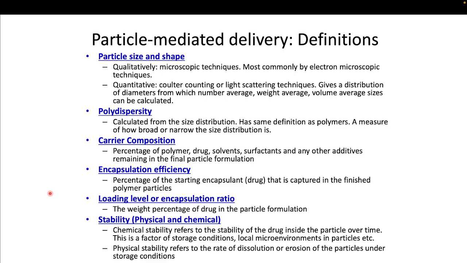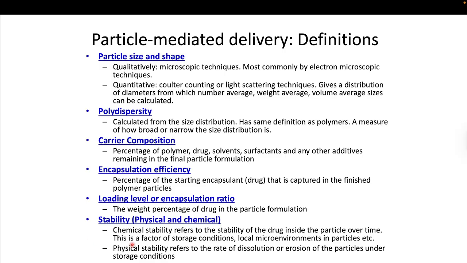Let's say the weight of your particles is 100 mg, and amongst this the drug itself is 60 mg. So your loading level would be 60 per 100. That is 60% of loading level. And then you also need to check whether these micro and nanoparticles are stable or not. So stability can be described in two different ways: physical and chemical stability.